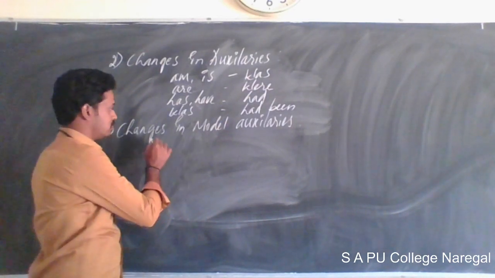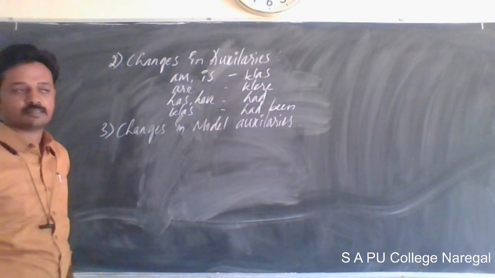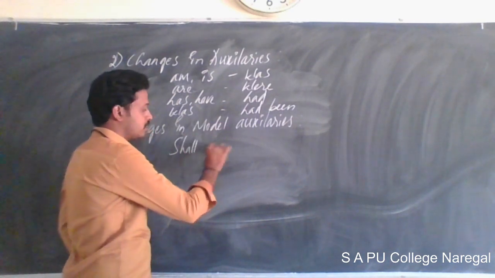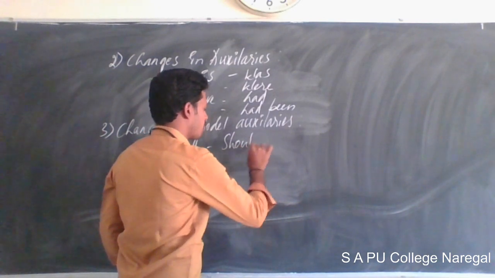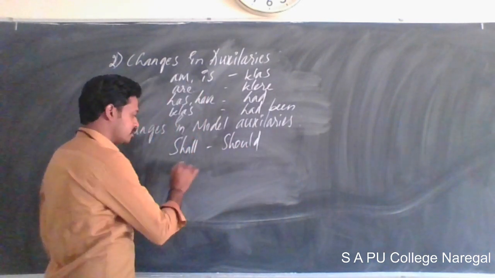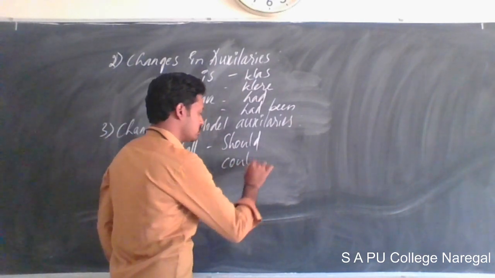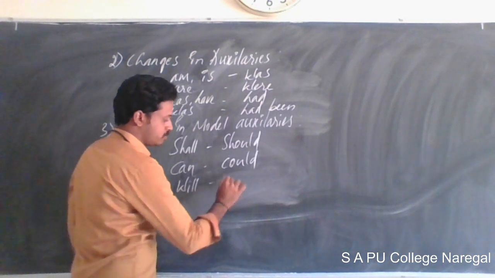The third change from direct to indirect sentence is changes in modal auxiliary. Here, shall in the direct speech becomes should. Can in the direct speech becomes could. Will in the direct speech becomes would.